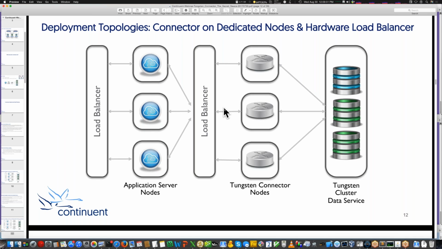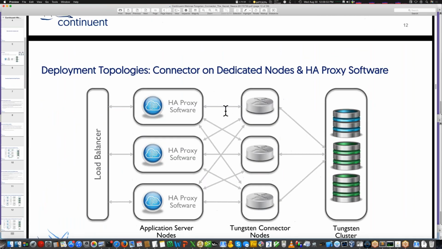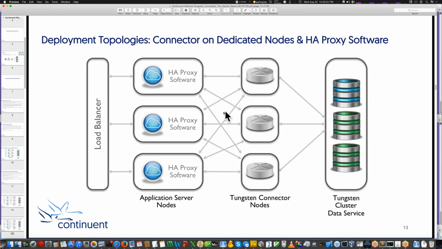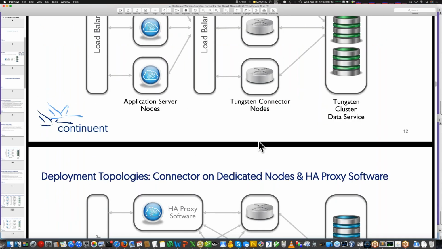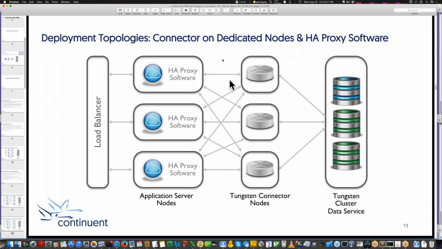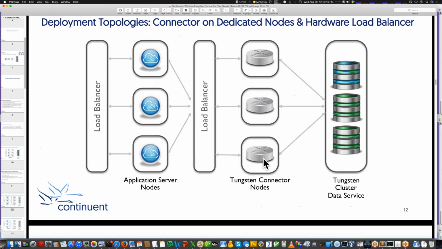So this can be contrasted with something that looks more like this, where we have the same dedicated connector nodes, but you are not using a hardware load balancer. Instead, you've installed the HA proxy software directly on the app servers and configured each of those instances to know about all of the different connectors. So it functionally works the same.